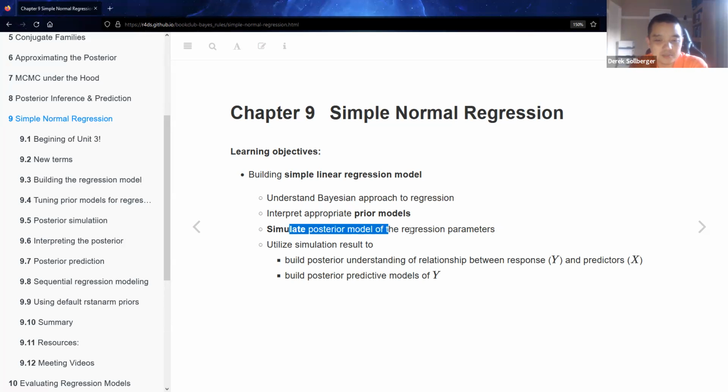We're going to simulate the posterior model of the regression parameters and utilize simulation to build a posterior understanding between the response and the predictive variables, as well as build a posterior predictive model of Y. So things get fairly complex here.